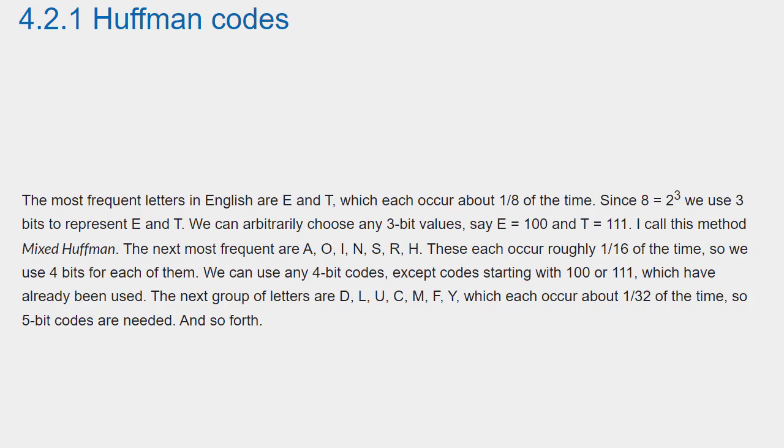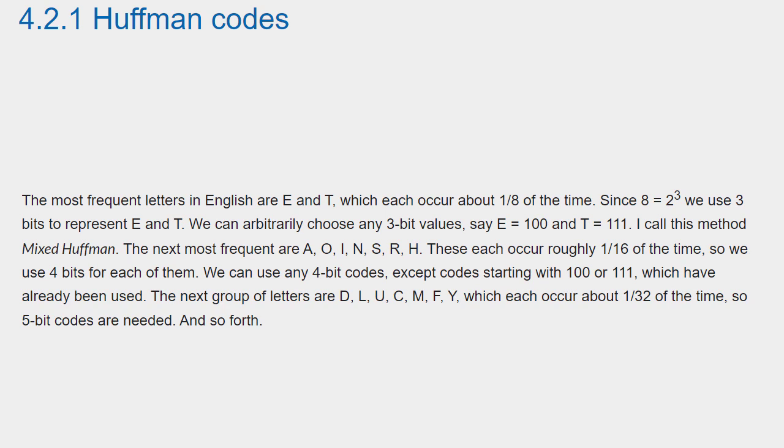The most frequent letters in English are E and T, which each occur about 1/8 of the time. Since 8 equals 2 to the power 3, we use 3 bits to represent E and T. We can arbitrarily choose any 3-bit values, say E equals 100 and T equals 111. I call this method mixed Huffman.